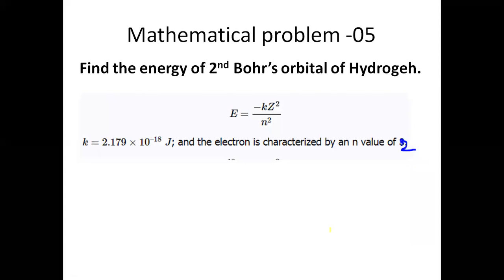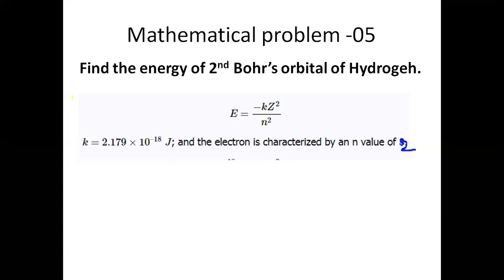Another problem is to find the energy of the second Bohr orbital of hydrogen. We have the equation E is equal to minus k z squared divided by n squared, and we know the value of k is 2.179 into 10 to the power minus 18 joule. The electron is characterized by n, and here the value of n is 2, because the energy level is second, the orbital is second, and we are going to calculate the energy of the second orbital.